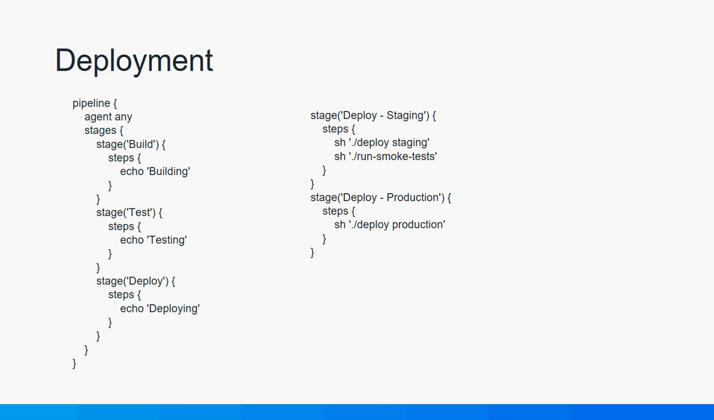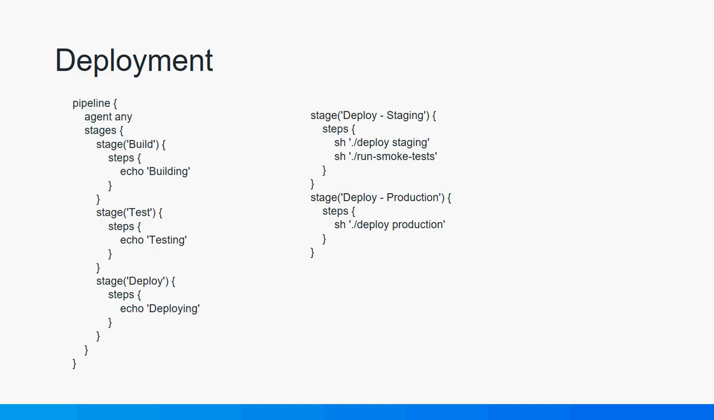So that is something which I showed in the block. Then another type of stage is like deploy staging and deploy production. So you can basically do that, and that's where the multi-branch pipeline in Jenkins comes into the picture.